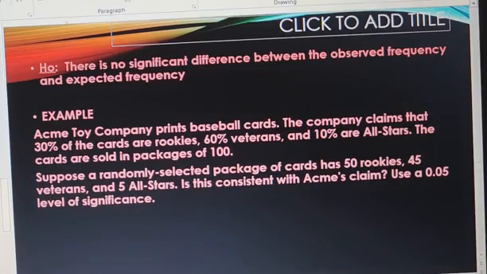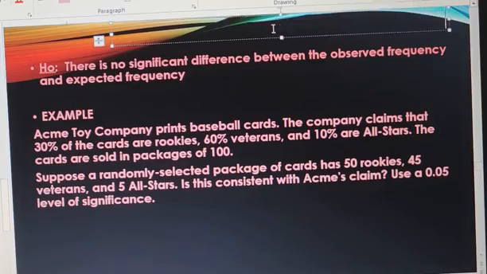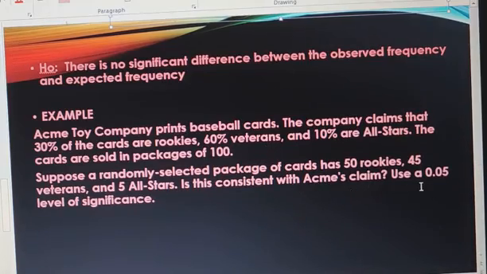Example 42. Acme Toy Company prints baseball cards. The company claims that 30% of the cards are rookies, 60% veterans, and 10% are all-stars. The cards are sold in packages of 100. Suppose a randomly selected package of cards has 50 rookies, 45 veterans, and 5 all-stars. Is this consistent with Acme's claim? Use a 0.05 level of significance.